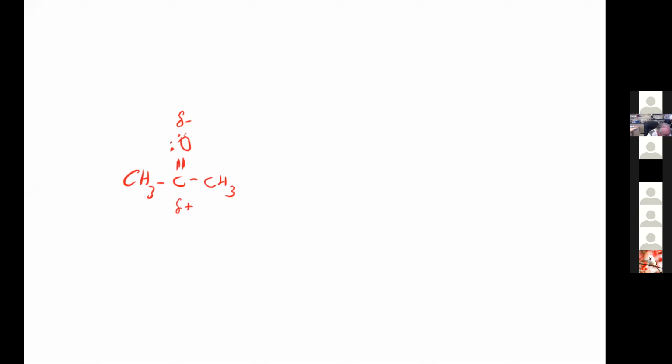But this other non-bonding electron pair can also act as a partial negative. So this partial positive is going to attract the partial negative of another acetone molecule. Well, what would that be? The non-bonding electron pair on the oxygen. So what kind of attraction is that?